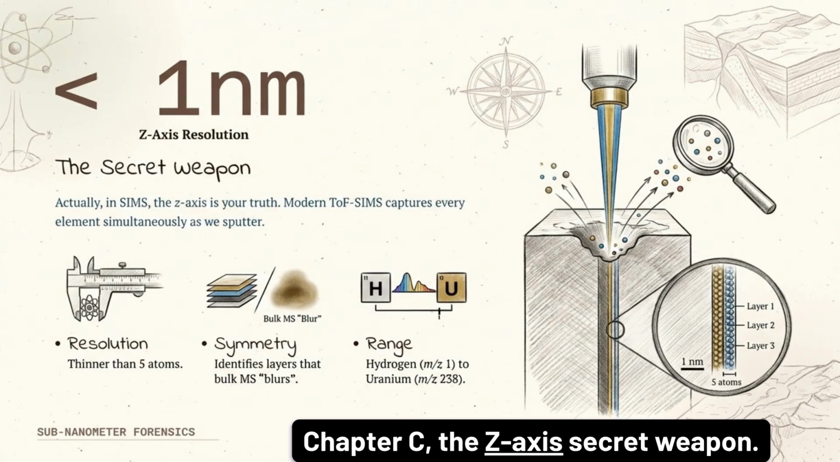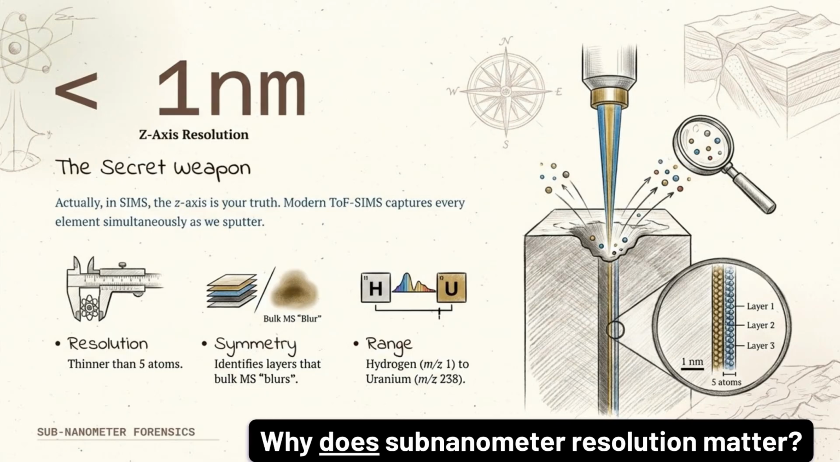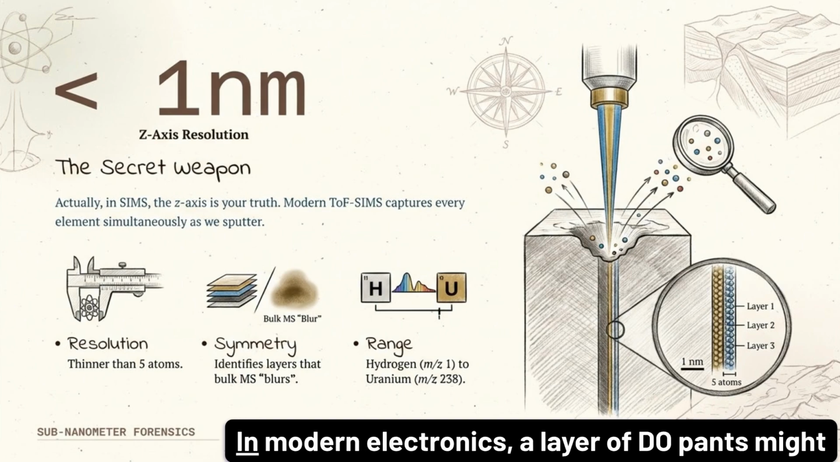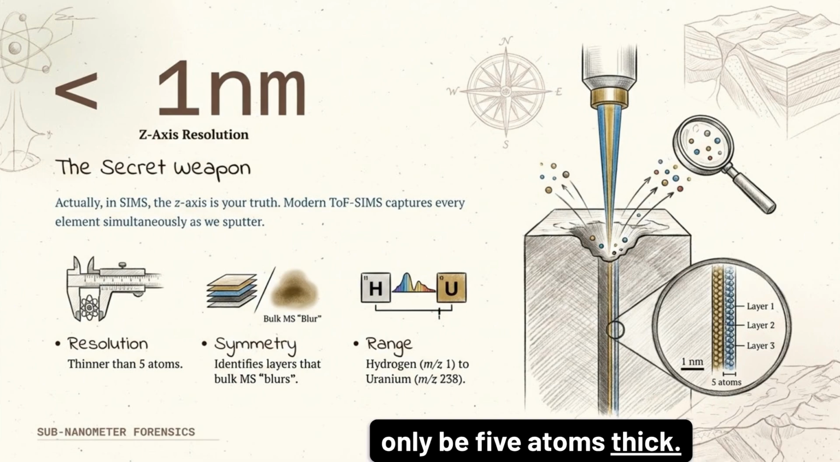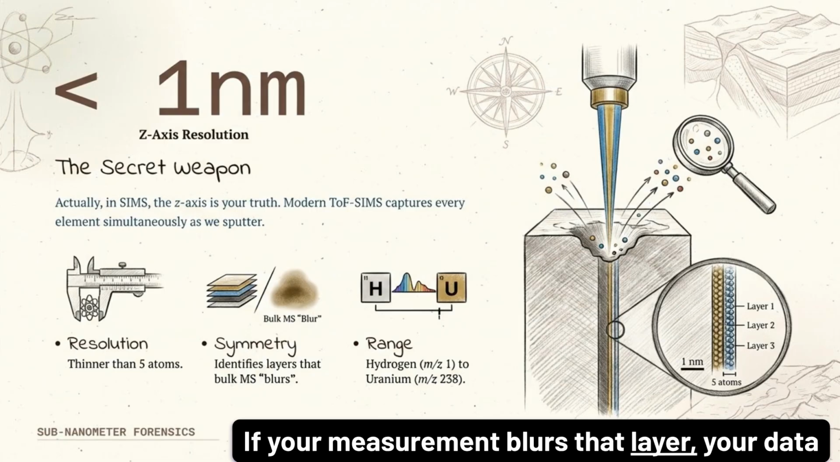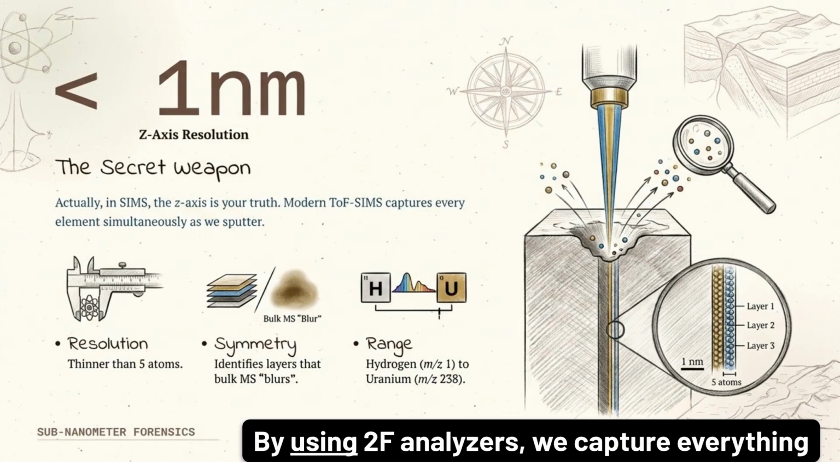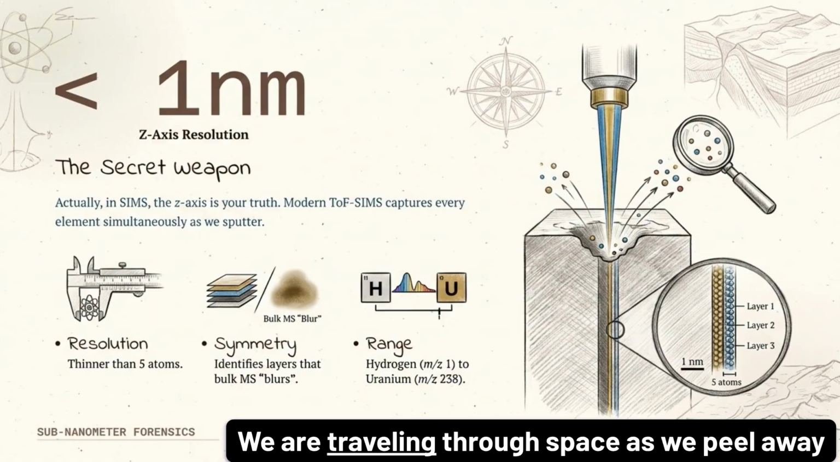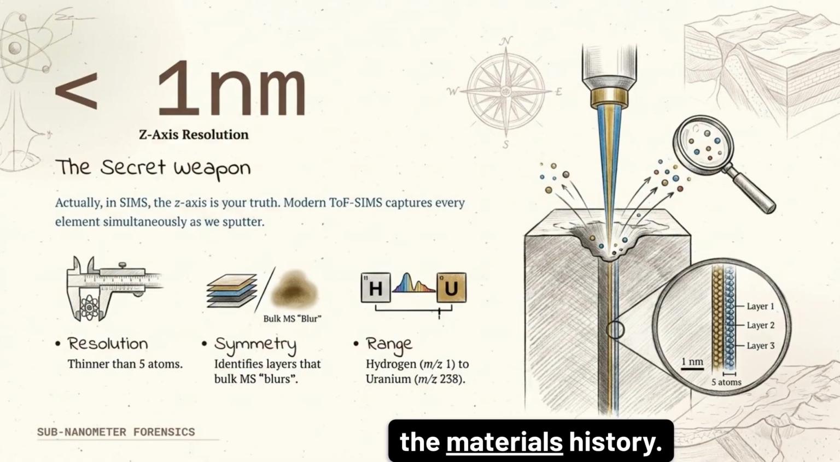Chapter C, the Z-axis secret weapon. Why does sub-nanometer resolution matter? In modern electronics, a layer of dopants might only be 5 atoms thick. If your measurement blurs that layer, your data is useless. By using 2F analyzers, we capture everything simultaneously. We are traveling through space as we peel away the material's history.